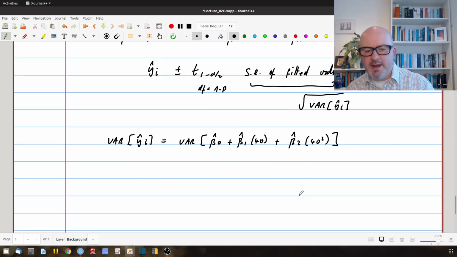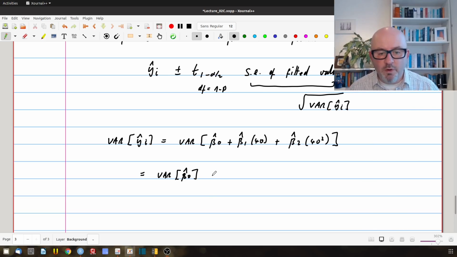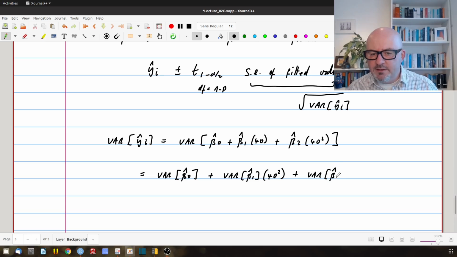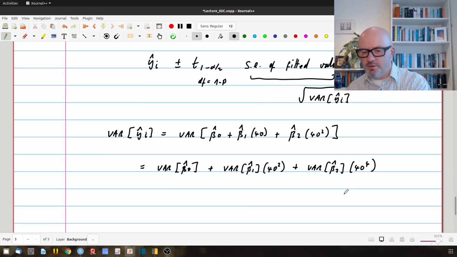Okay, and when you work through the mathematics on that, it becomes a little bit complex. We'll have the variance of beta hat naught. Now remember where we can get them. We can get the variance of beta hat naught from the variance covariance matrix we discussed before. Plus, it would be the variance of beta hat 1 times 40 squared. Now, you might think I made an error there. It should be 40, not 40 squared. But in fact, whenever you take the variance of a random variable times a number, you need to square the number. Plus the variance of beta hat 2 times 40 to the power of 4, because you have to square it, of course. We're not done yet.